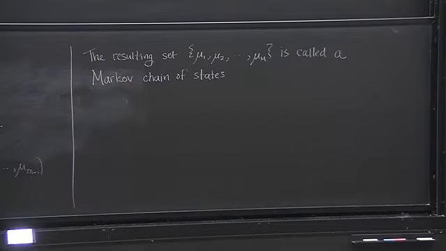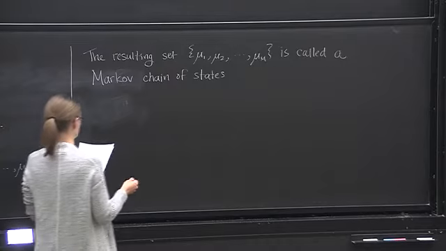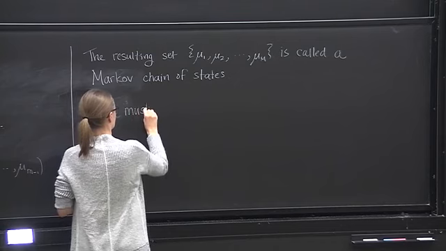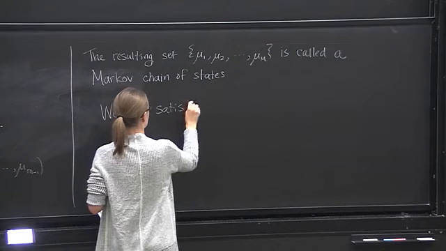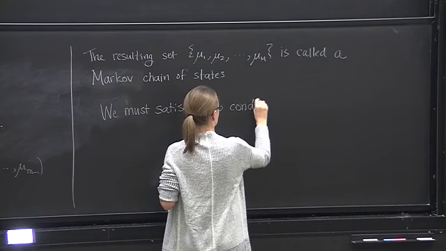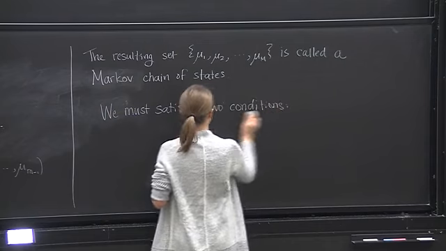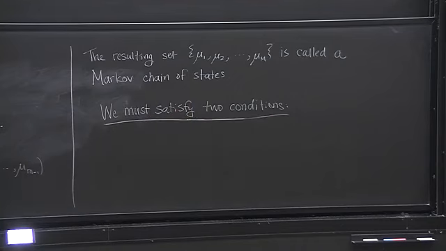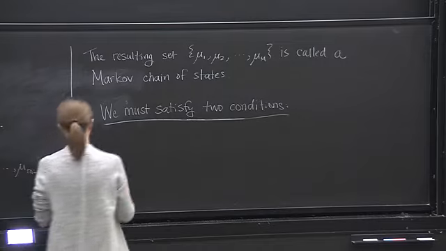So what I'm going to call this, notation-wise, is that the resulting set of states that I get is called my Markov chain of states. So many different Monte Carlo algorithms design these transition probabilities in different ways. But no matter how you choose to design your algorithm, you have to satisfy two conditions.